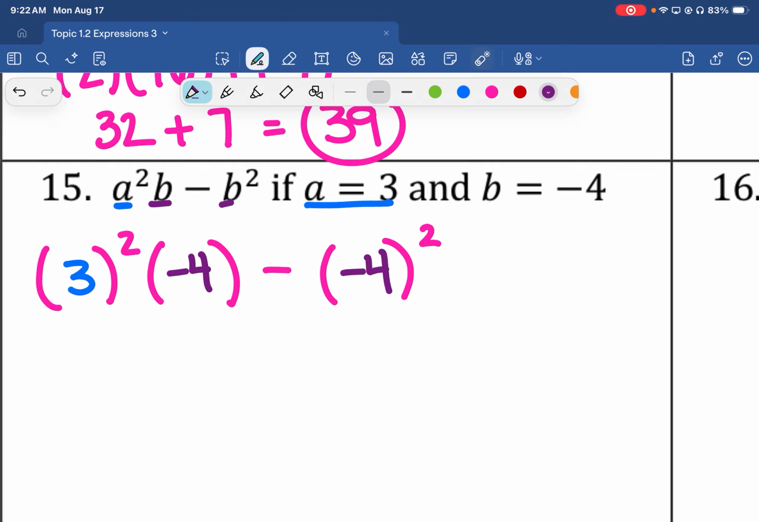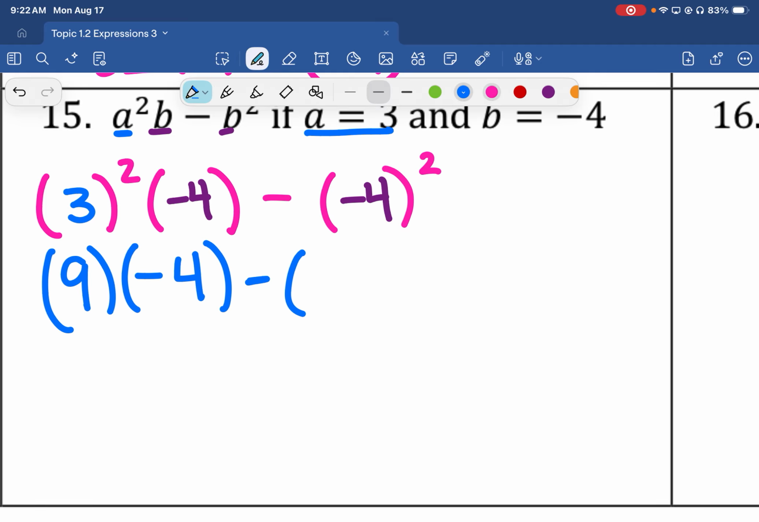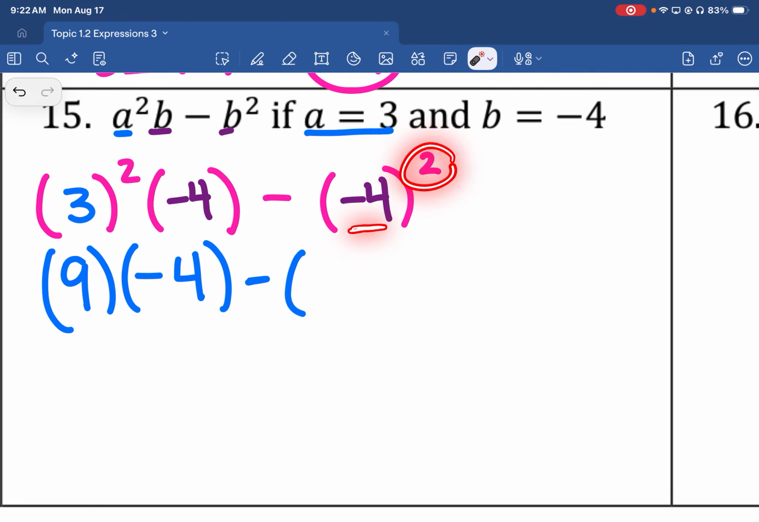Okay, then we start with, what step next? Exponents. What is 3 squared? Are we doing anything with that -4 right now? So I'm going to bring that down. Then is anything happening with that negative sign? Is it getting squared? So I just bring it down. Okay, but we do have -4 squared. So what is -4 squared?